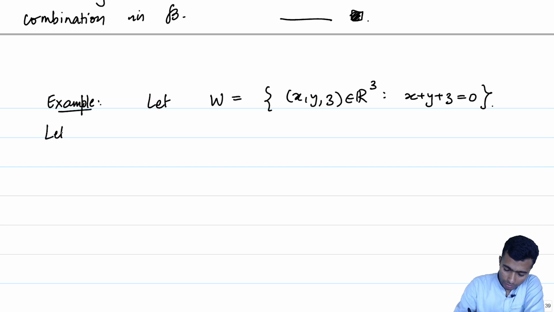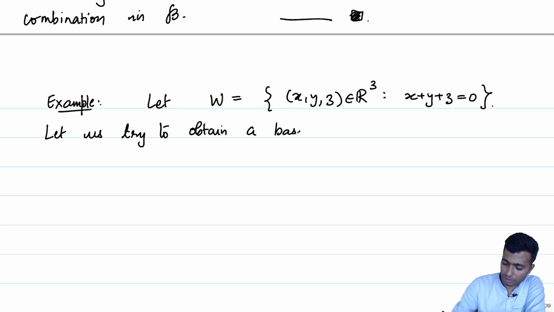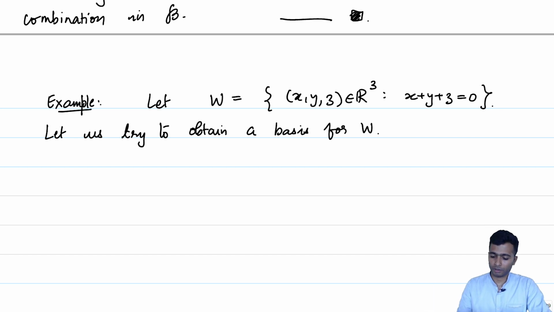So, let us try to obtain a basis for W. We should start somewhere. Let us pick some vector in W. You notice some arbitrary vectors, 7, 6, minus 13 or 20, 30, minus 50. These are all vectors in R3 which are in W, right. The sum of the coordinates should be equal to 0. Let us not make it complicated.